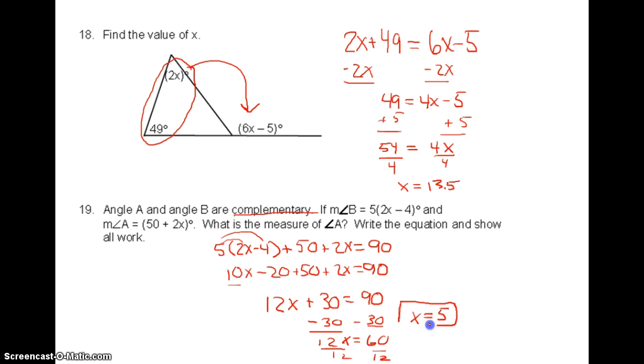Okay, but let's see. They want the measure of angle A, so I'm going to have to plug 5 into this. So the measure of angle A equals 50 plus 2x. Okay, I'm going to substitute 5 for the x, plus 2 times 5 equals 50 plus 10 equals 60. So the measure of angle A equals 60.